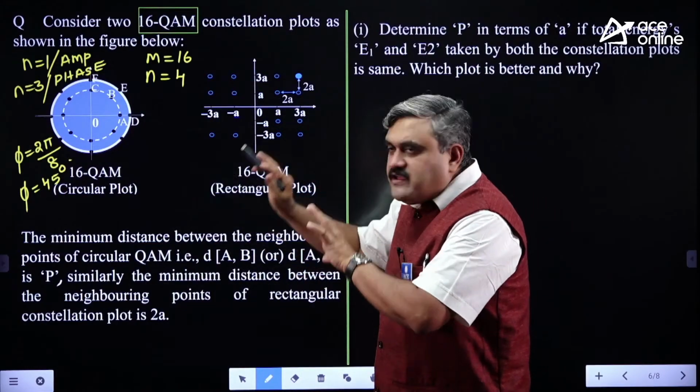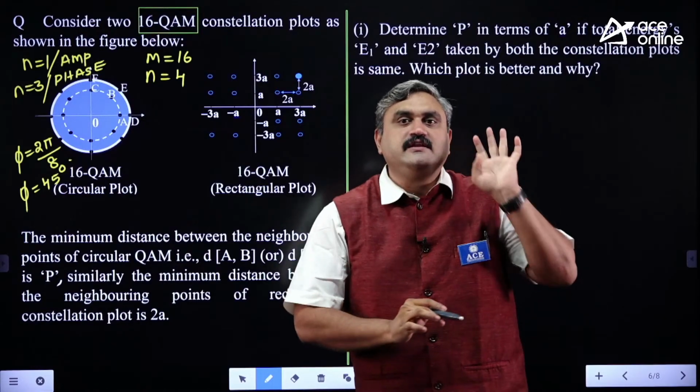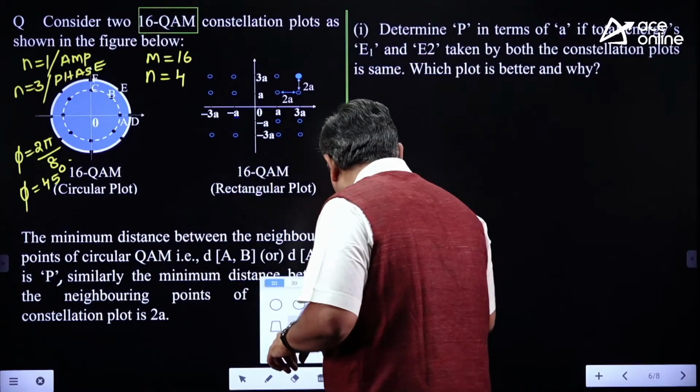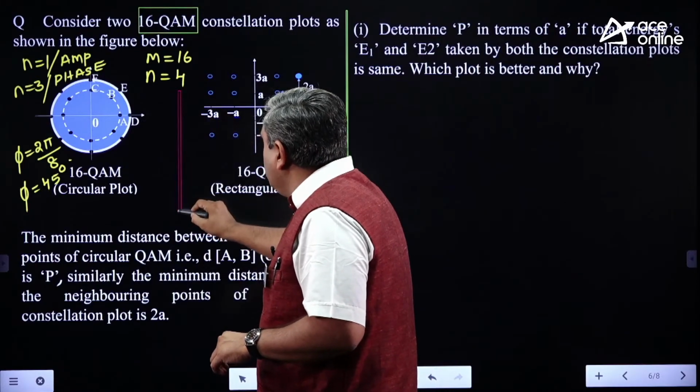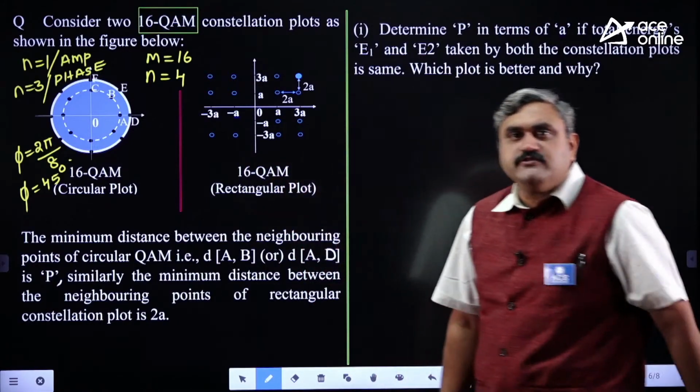Now, all these points are related with 16 QAM with circular constellation plot. Okay, now come here. Next part is 16 QAM rectangular constellation plot.